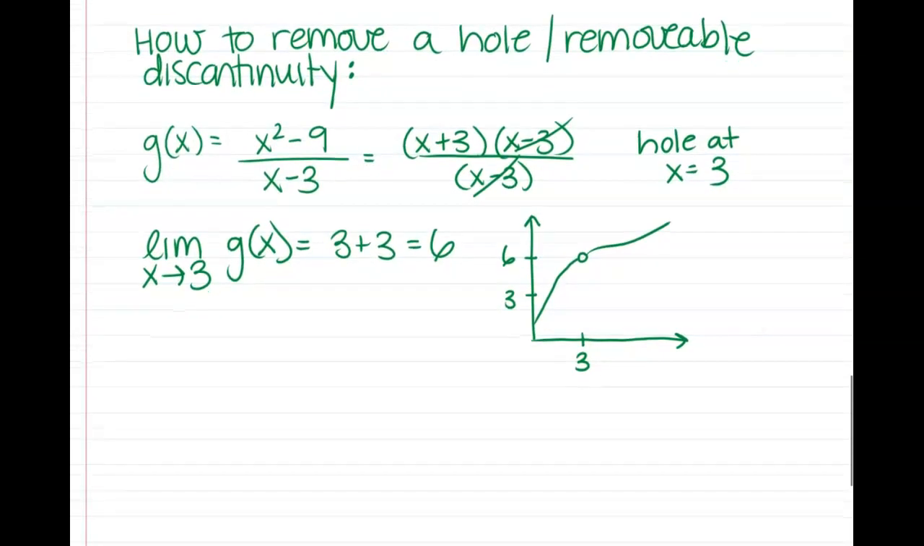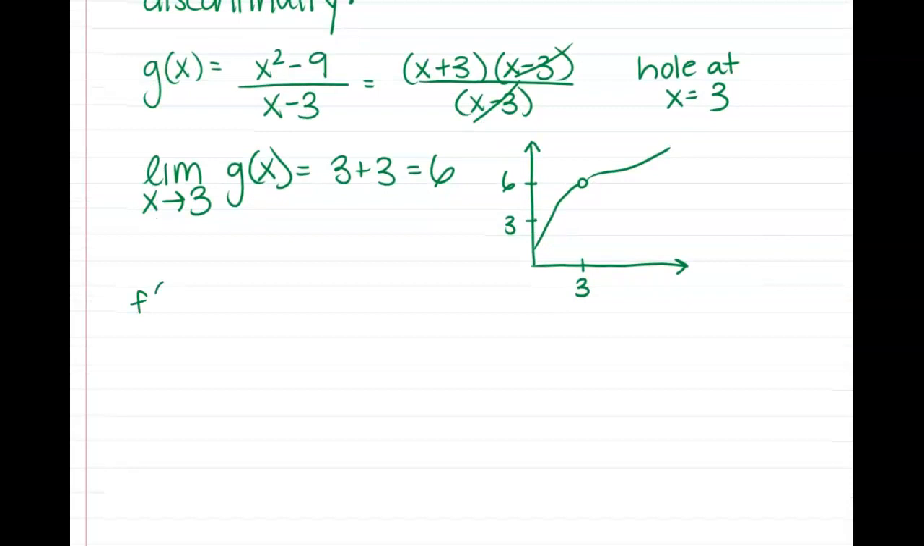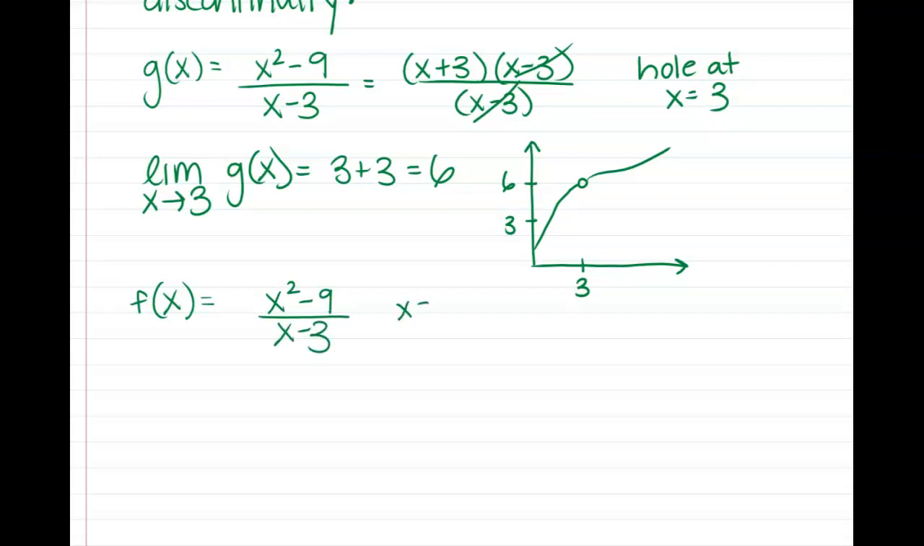So we can write an extended function and basically make it piecewise and say f of x equals x squared minus 9 over x minus 3 whenever x does not equal 3, because this function is fine. We just have a hole at 3. And when it is 3, we get what we got.